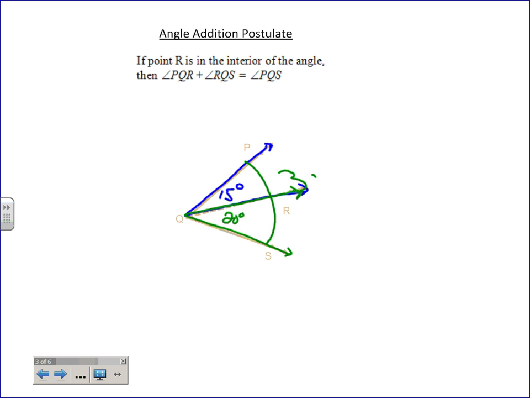Or if I told you the whole thing was 35 degrees and turned around and said, oh, I didn't give you that one, should you be able to tell that one? Yeah, it's really not that hard, right?